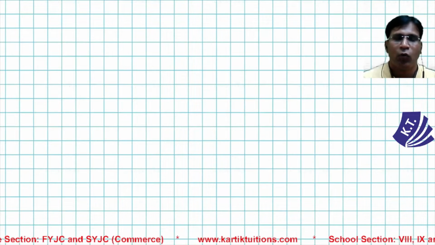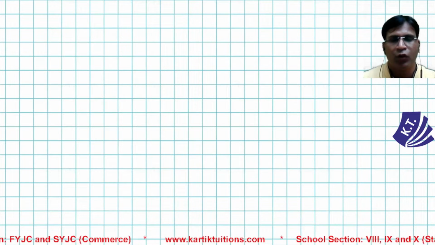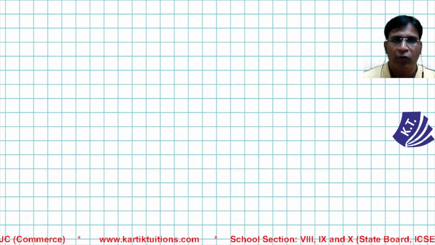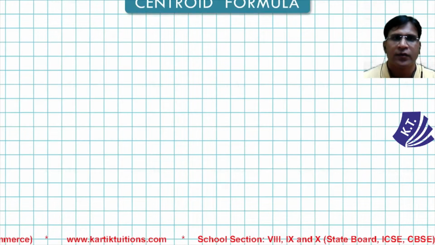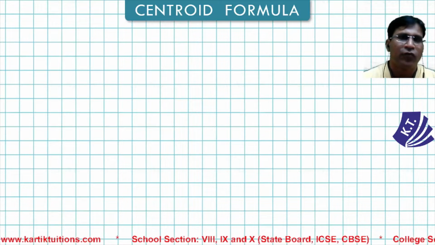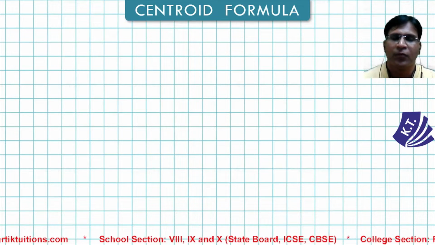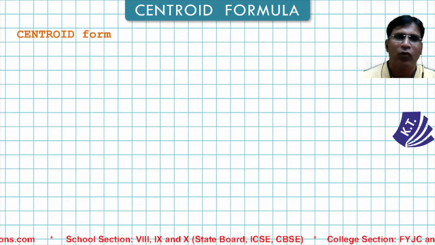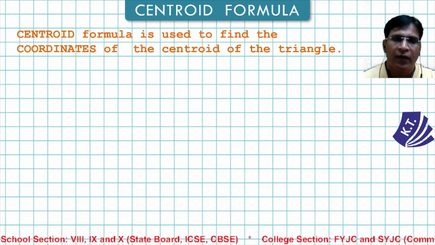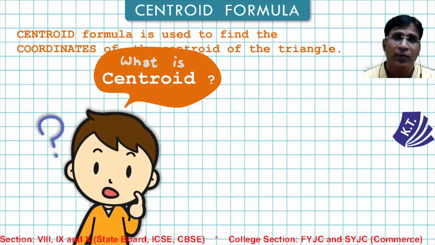Hi friends, today once again I am here with a new concept from the chapter Coordinate Geometry. In this video, we are going to talk about the centroid formula. Many students get confused with this, but it is very easy. The centroid formula is used to find the coordinates of the centroid of a triangle. First question is, sir, what do you mean by centroid?